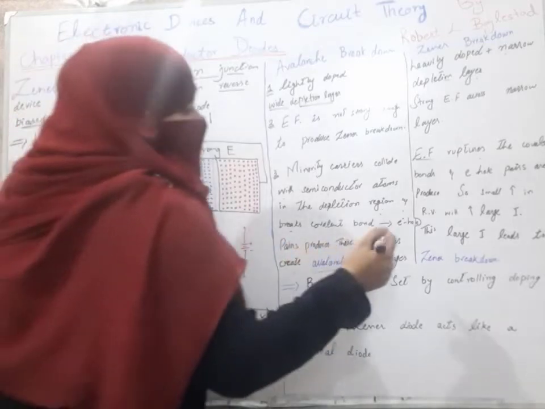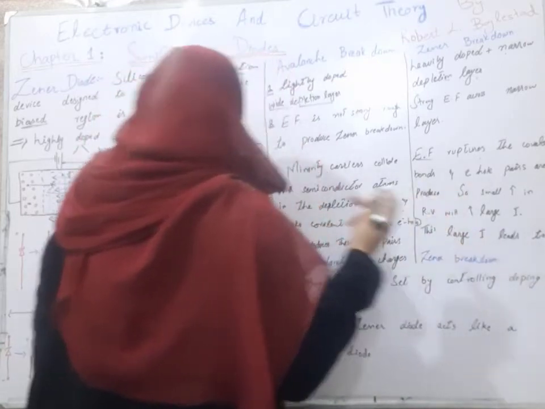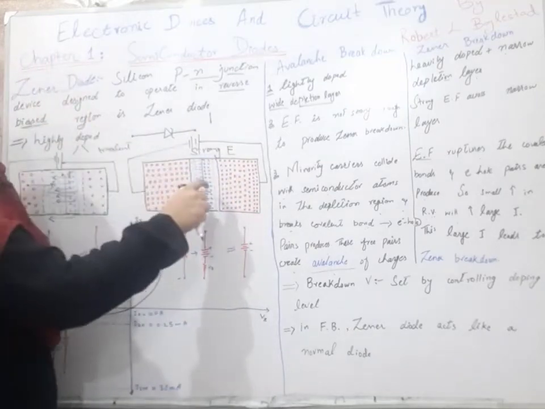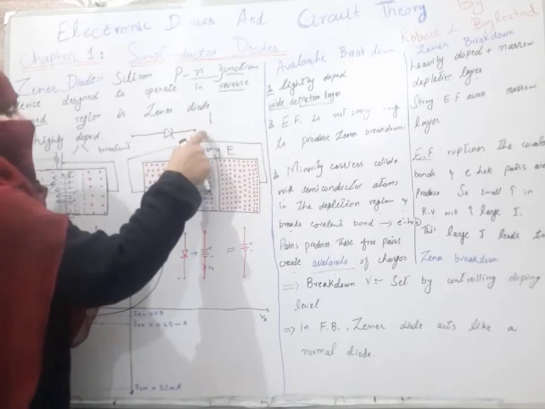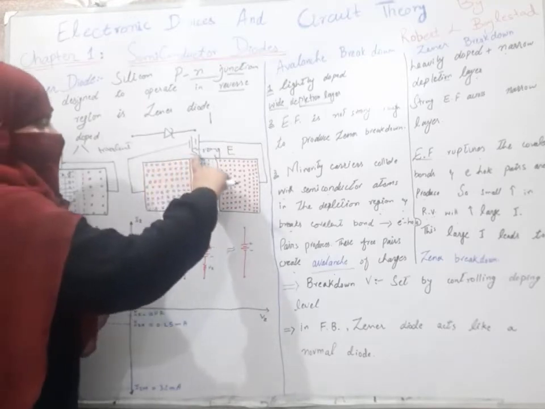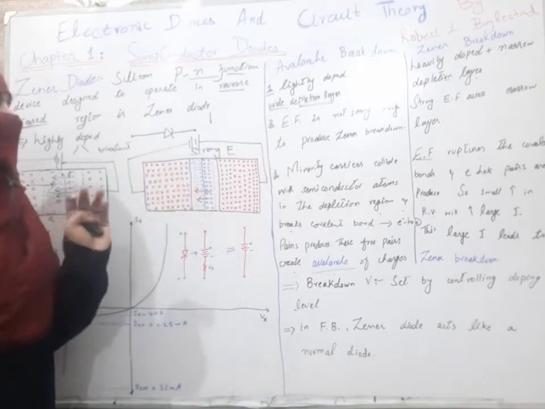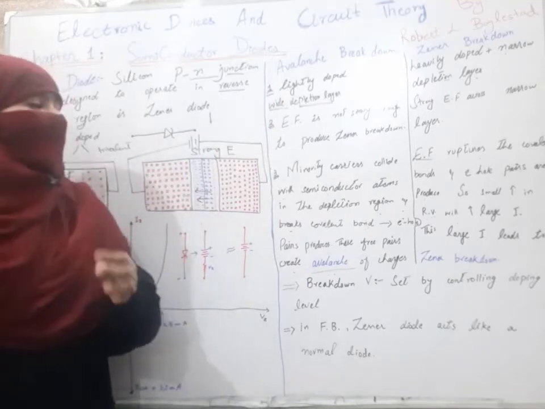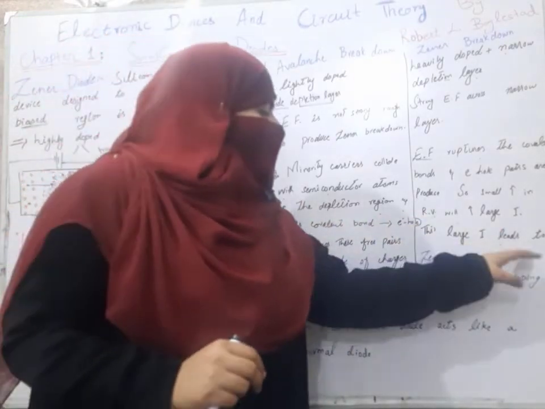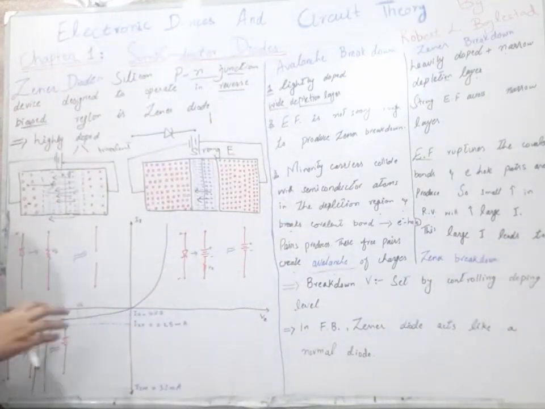So a small increase in reverse biasing voltage will largely increase the current. When we increase the reverse biasing voltage, we will have a strong electric field. By increasing the strength of the electric field, the ability to break the covalent bond also increases, and when that ability increases, a large current will flow. This large current leads to the Zener breakdown. So Zener breakdown occurs. Now let us discuss the characteristics curve.